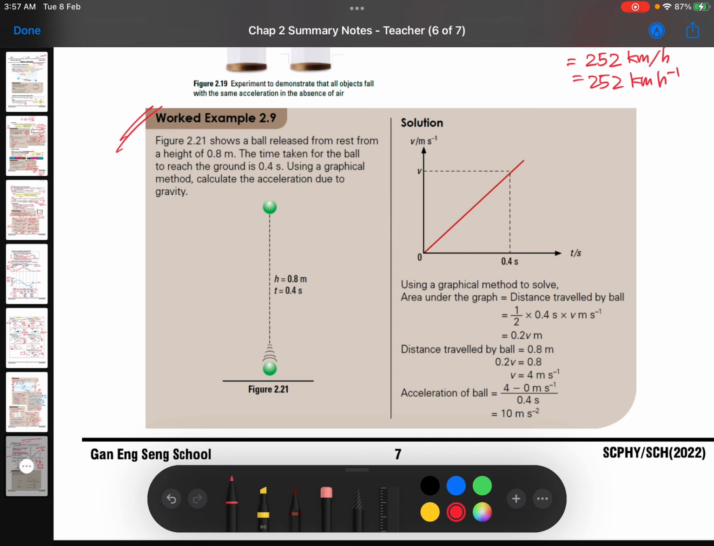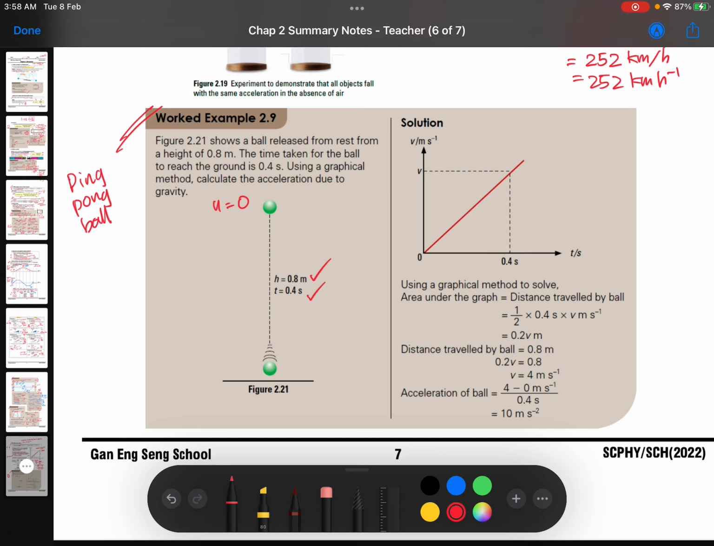Now, figure 2.21 shows a ball released from rest at a height of 0.8 meters. This is very much like the example of the ping pong ball. So now it's released from a height of 0.8 meter. Time taken for the ball to reach the ground is 0.4 second. So that means it starts off at u equals 0. Height is 0.8 meter. Time is 0.4 seconds. So using the graphical method, calculate the acceleration due to gravity.